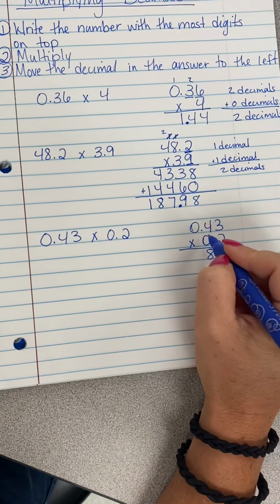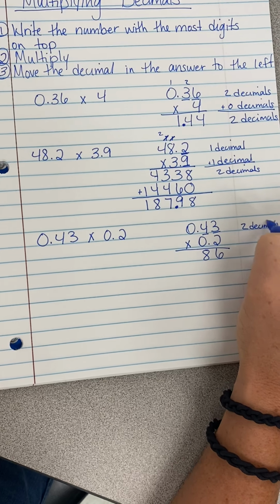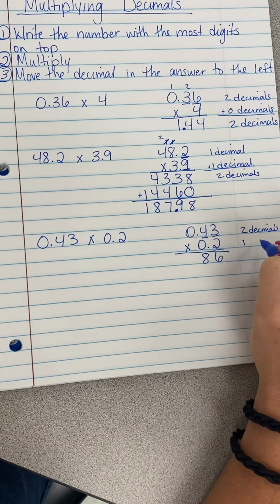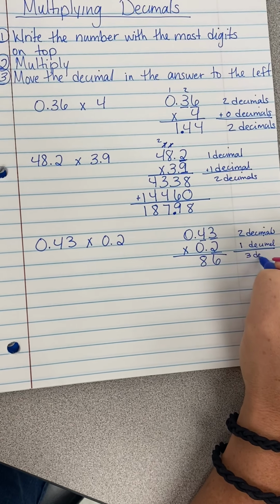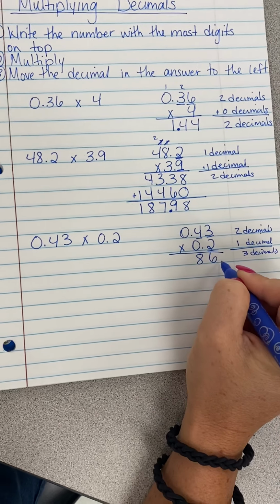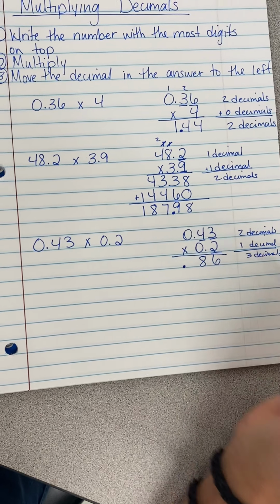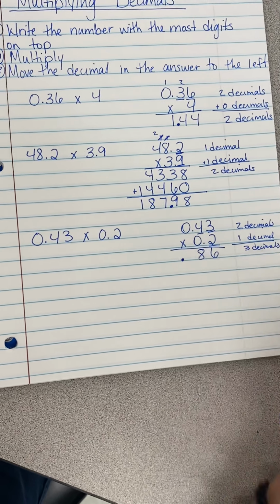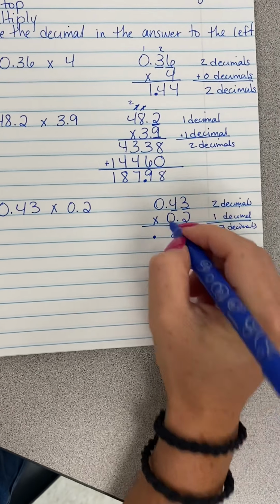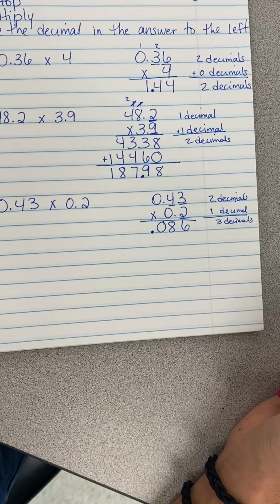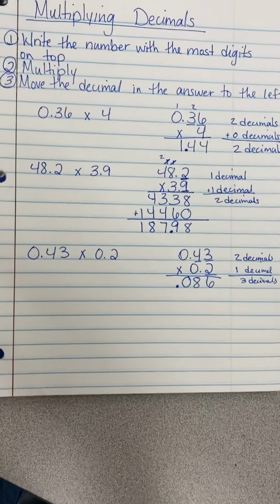0. So I count the number of decimals in the two factors. There's 1 in this one. So I need to move the decimal 3 places to the left. 1, 2, it really needs to go here, but there's not a number here. What do we always put as our placeholder? You can add a 0. And that's how you multiply decimals.